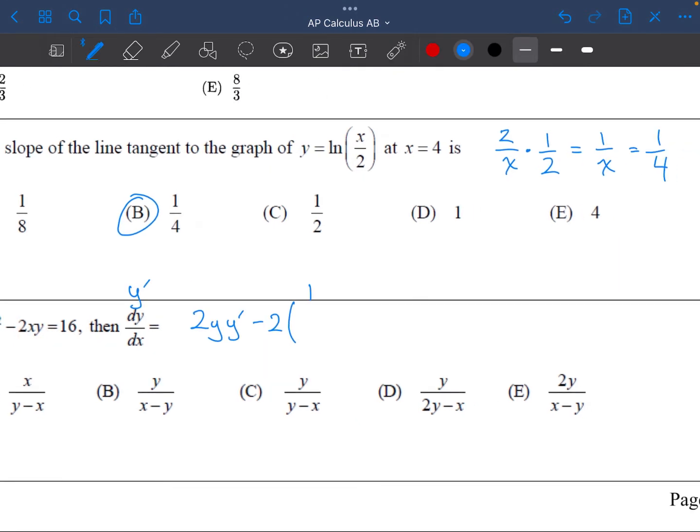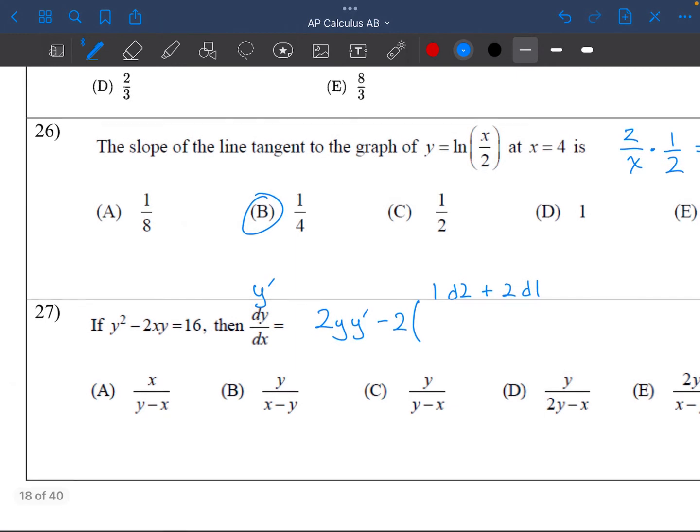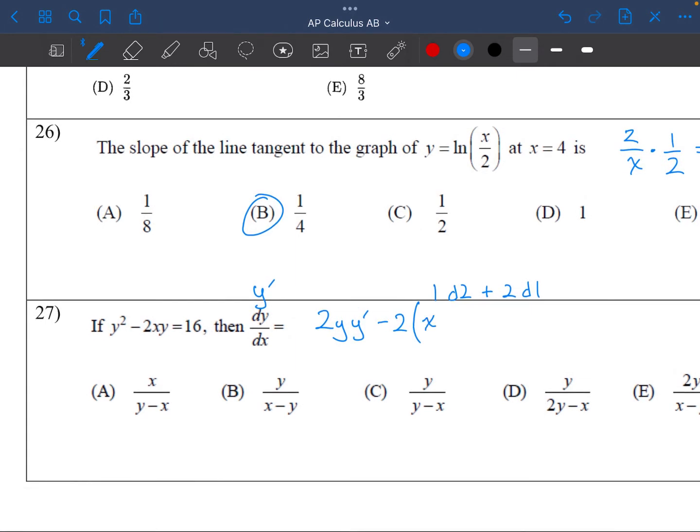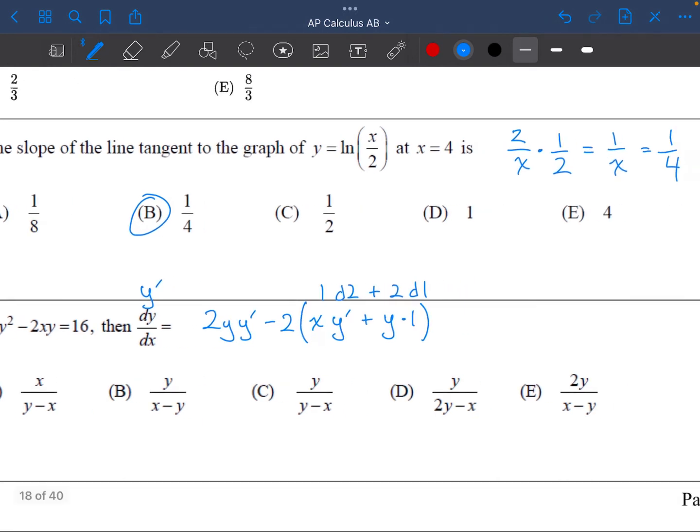It is still product rule: 1 d2 plus 2 d1. So 1 is x, d2 is y prime, plus 2, which is y, and d1, which is the derivative of x, which is just 1. All right, that's the left-hand side. On the right-hand side, we need to take the derivative. The derivative of 16 is 0.